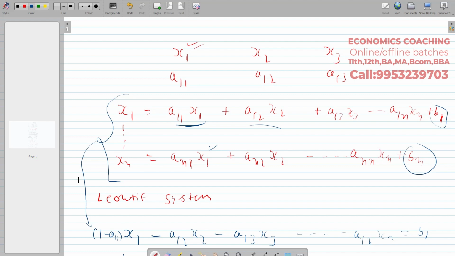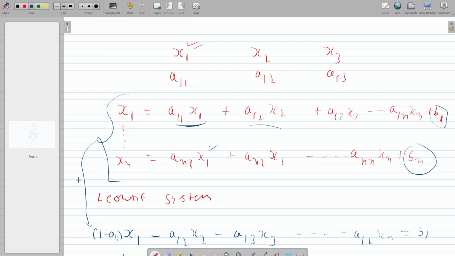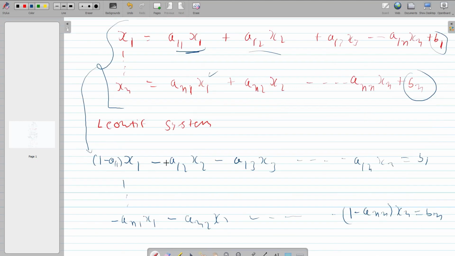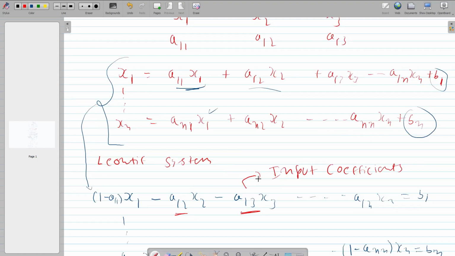We get this kind of equation. So this is the Leontief system, where I have just brought all these x terms to one single side. And these coefficients can be called input coefficients, that is, how much input of one good is needed in the other industry. So this is how the Leontief system is.